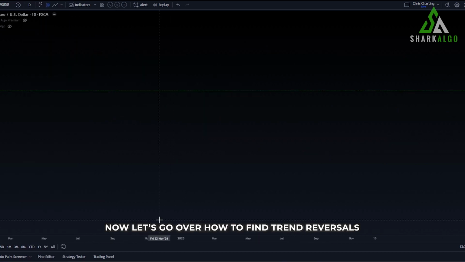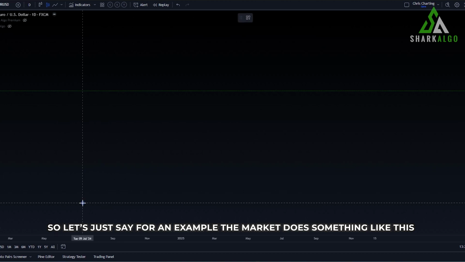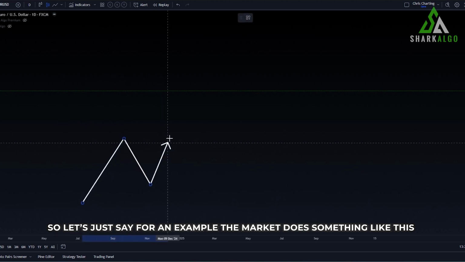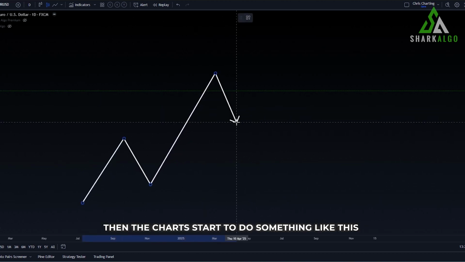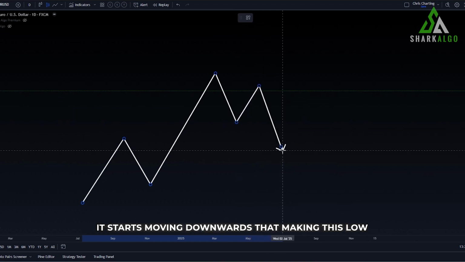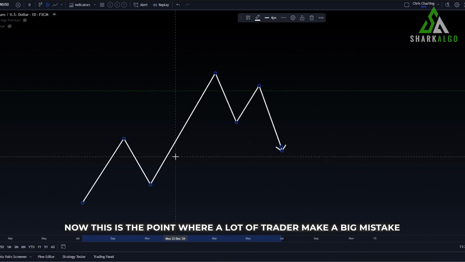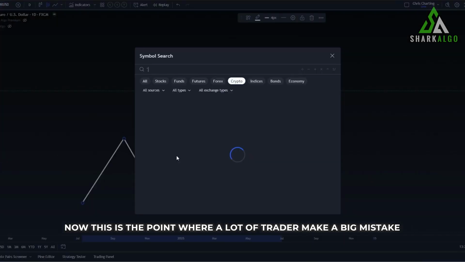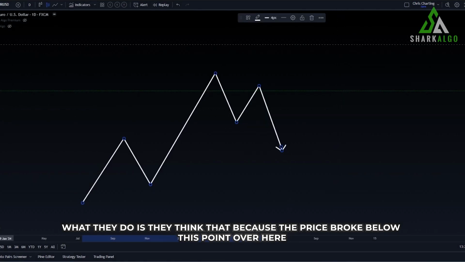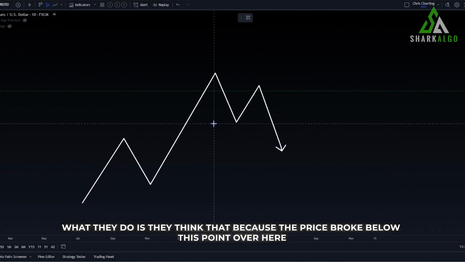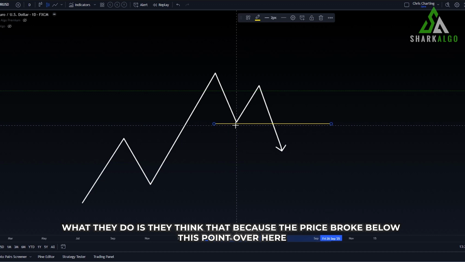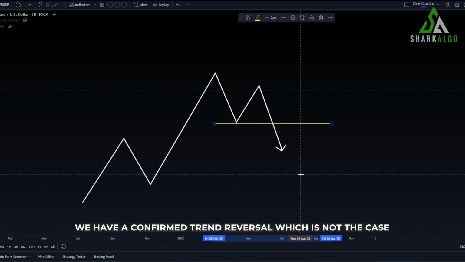Now, let's go over how to find trend reversals, okay? So let's just say, for example, the market does something like this. But then the chart starts doing something like this. It starts moving downwards, making this low. Now, this is the point where a lot of traders make a big mistake. What they do is they think that because the price broke below this point over here, we have a confirmed trend reversal, which is not the case.